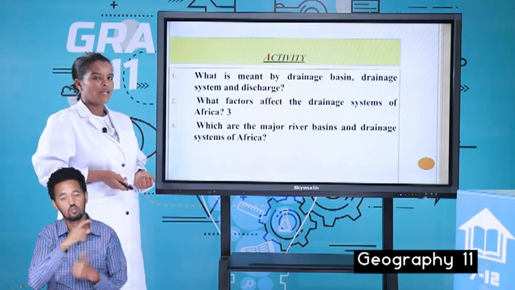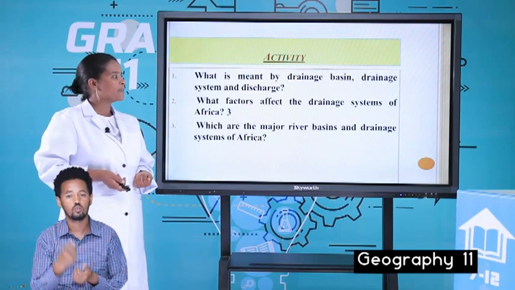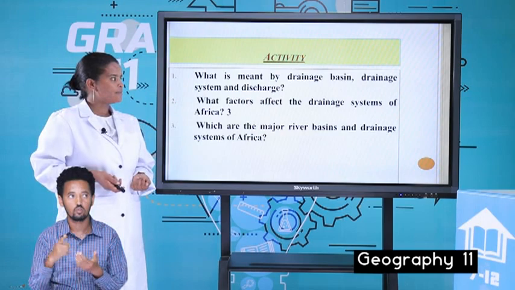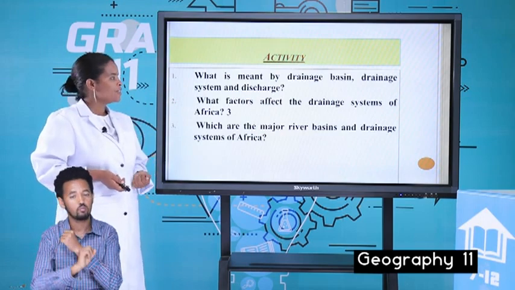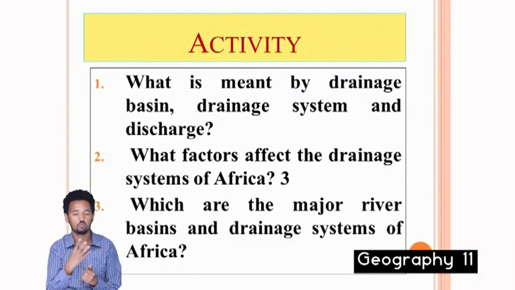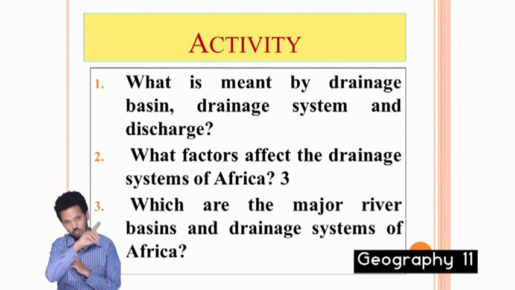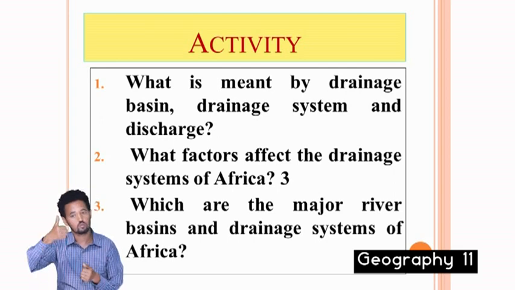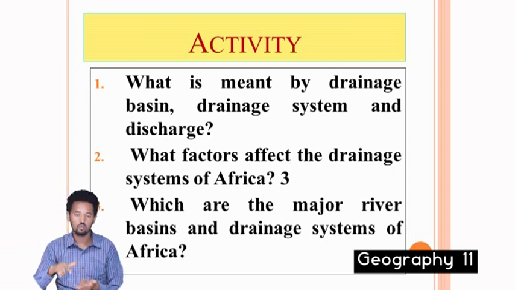The first question is, what is meant by drainage basin, drainage system, and discharge? The second question is, what factors affect the drainage system of Africa? The last question is, which are the major rivers and drainage systems of Africa?